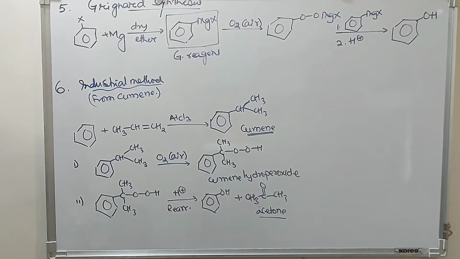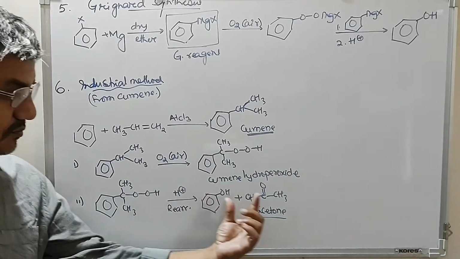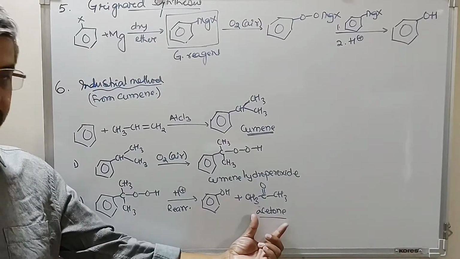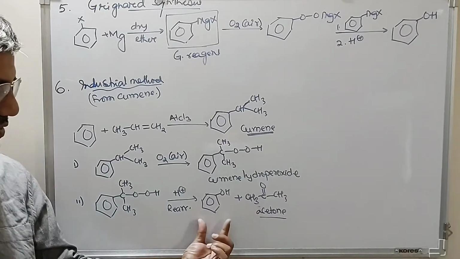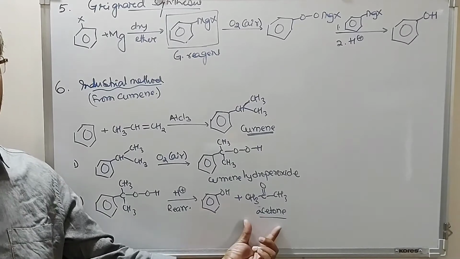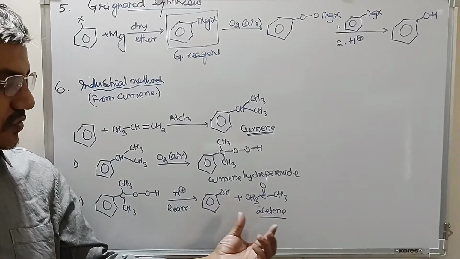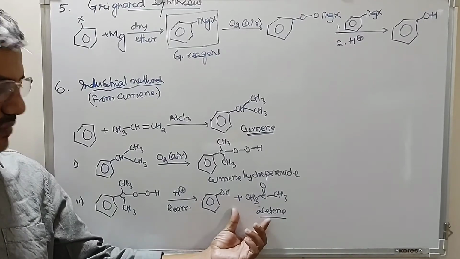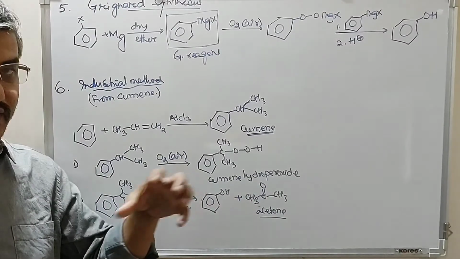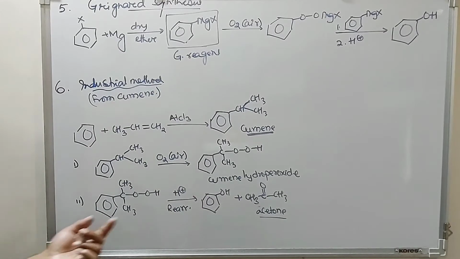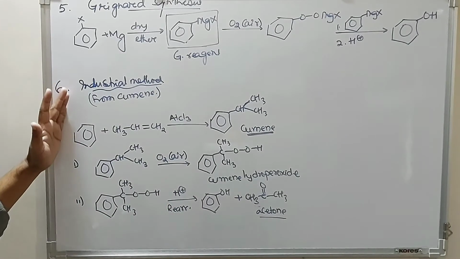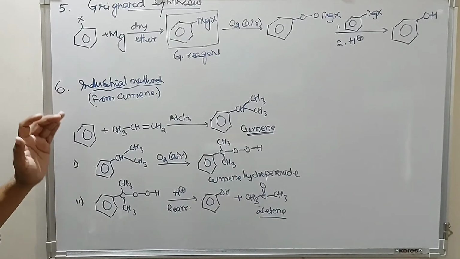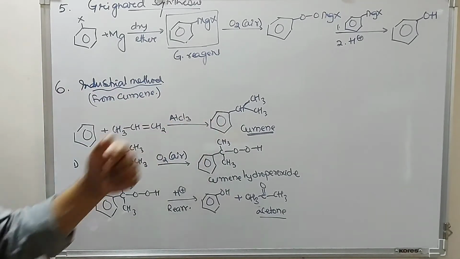Why? Because this byproduct acetone is a very important organic solvent. So during the preparation of phenol, acetone is also formed. This acetone can be separated from the phenol by distillation, and we are getting a very important organic solvent. So these are the steps of preparation of phenol from benzene, or we say from cumene.